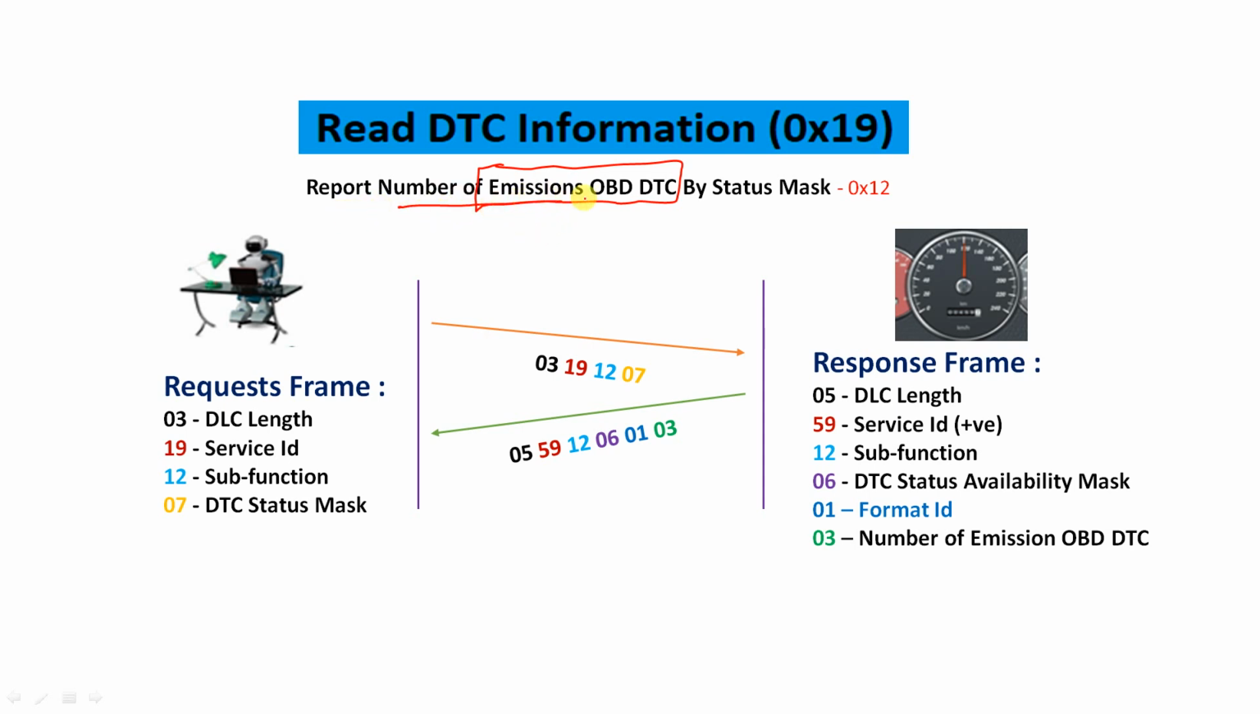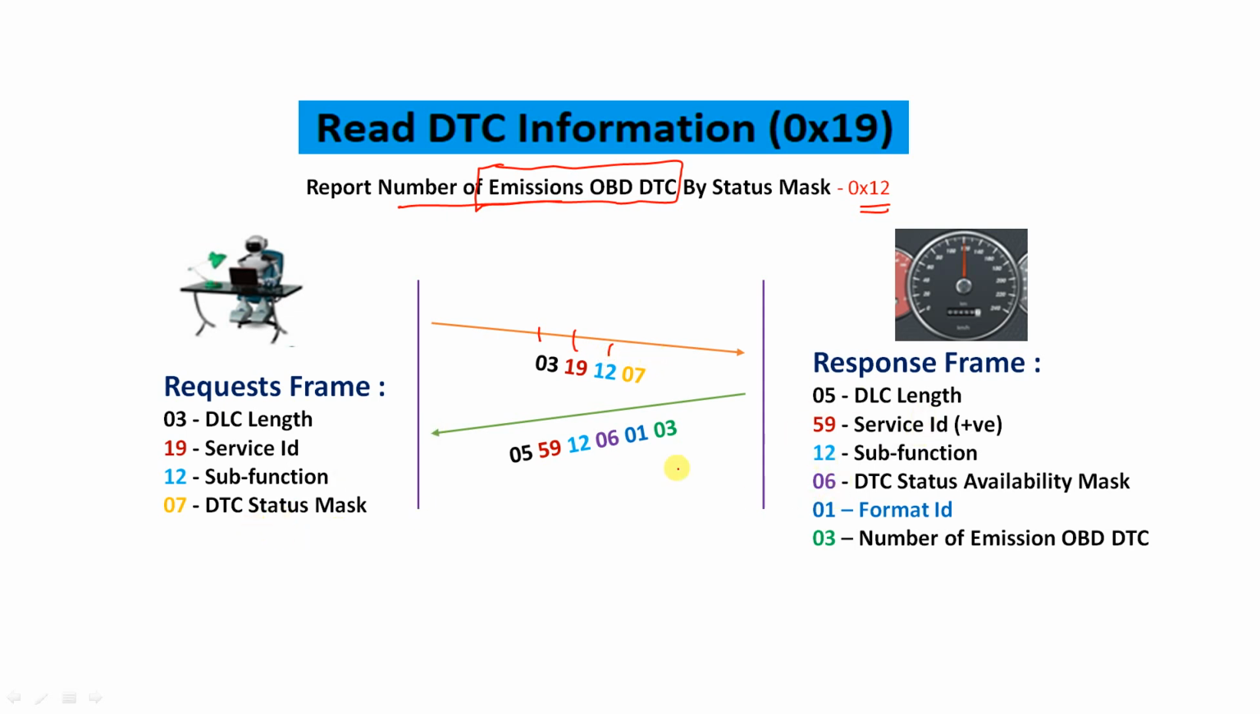Report number of emission OBD DTC by status mask. Here the subfunction is 12. For this emission OBD DTC, how many DTCs are present, that is what we are trying to request. So here, same 19 and subfunction 12, and 07 is the DTC status mask.